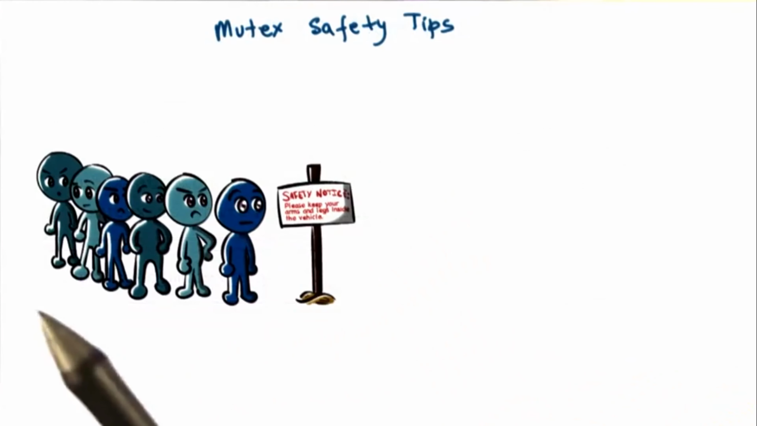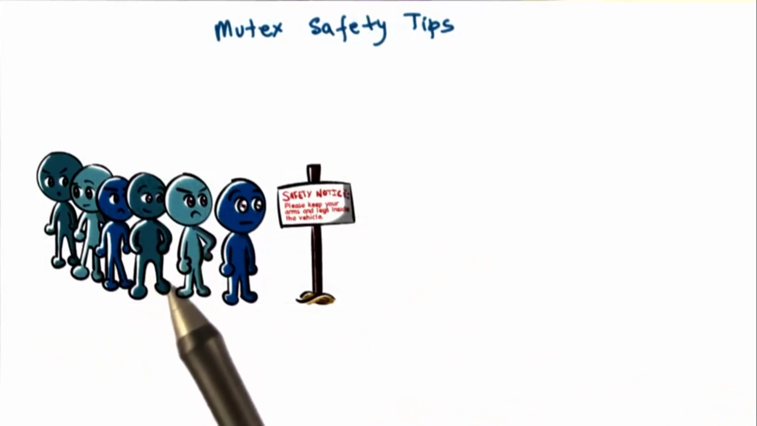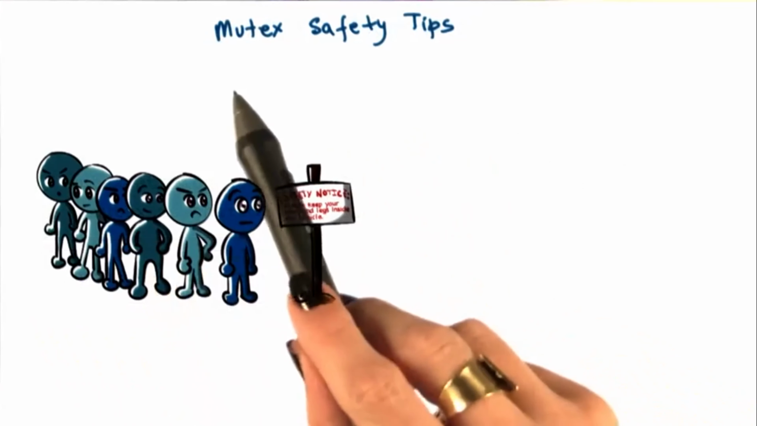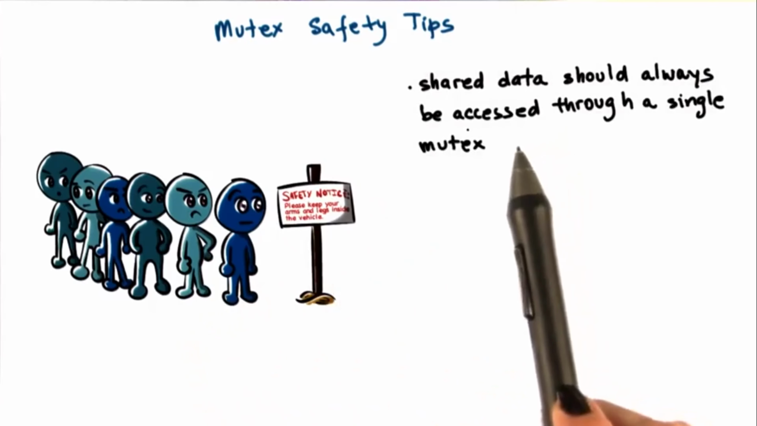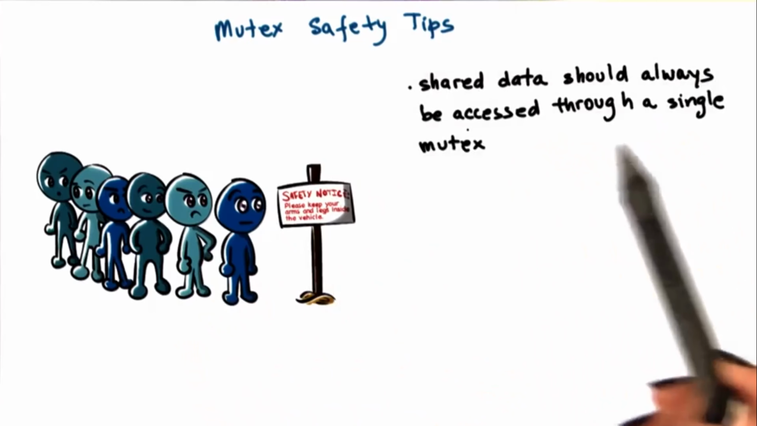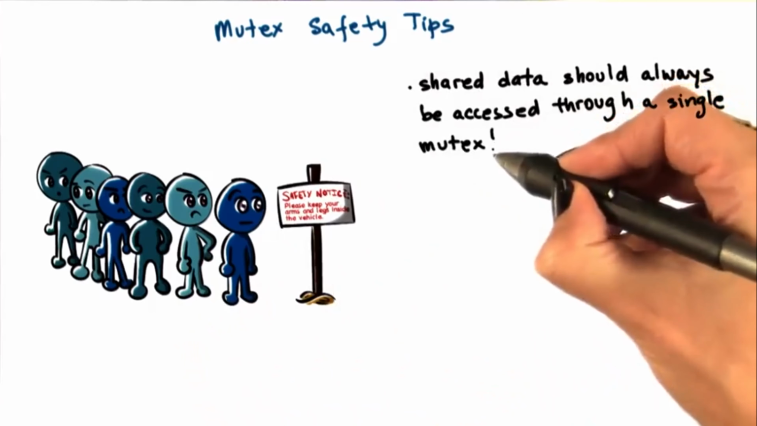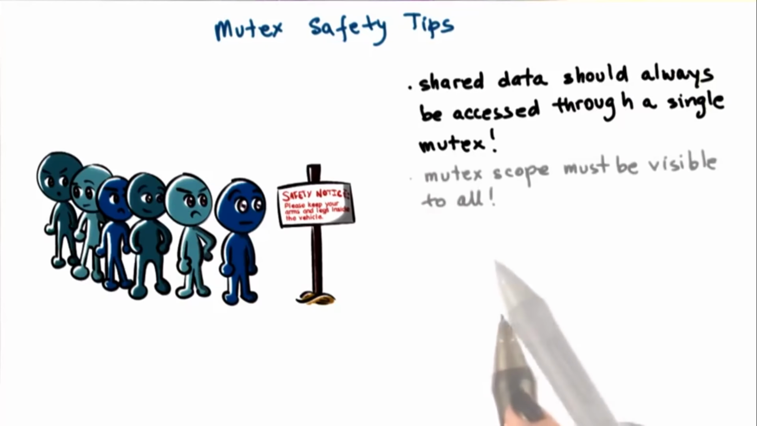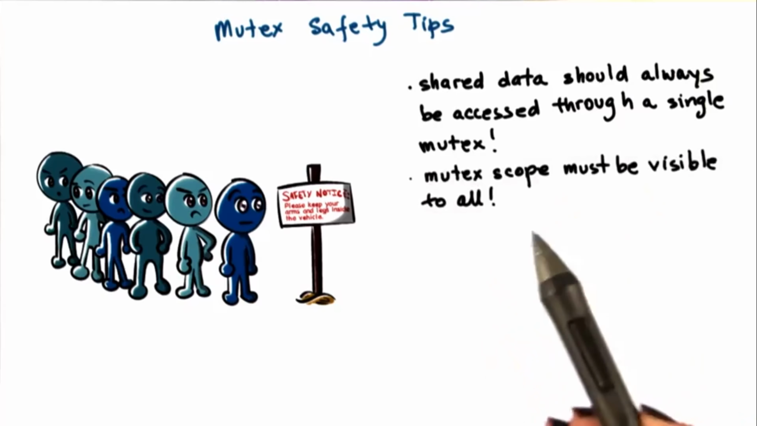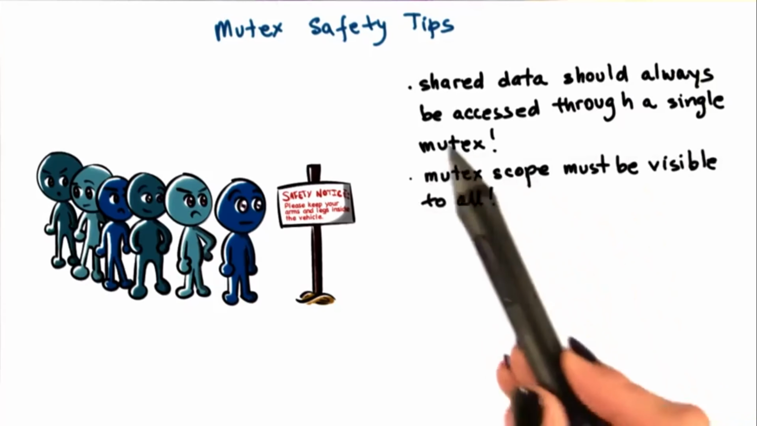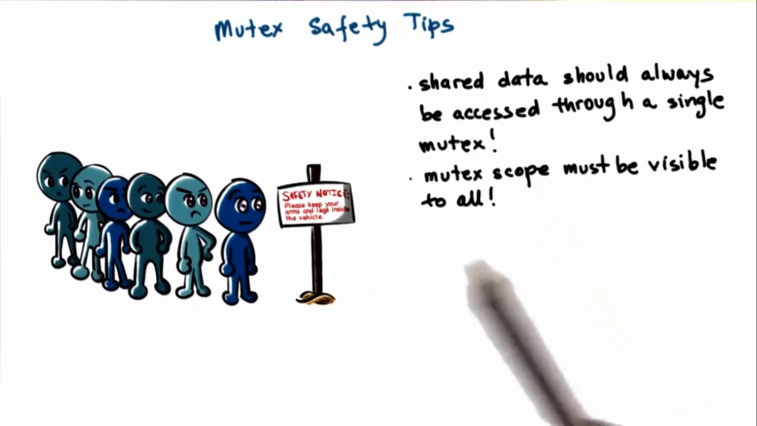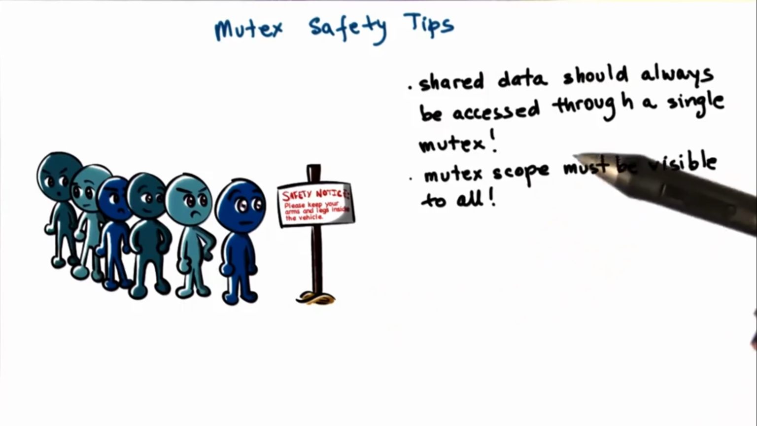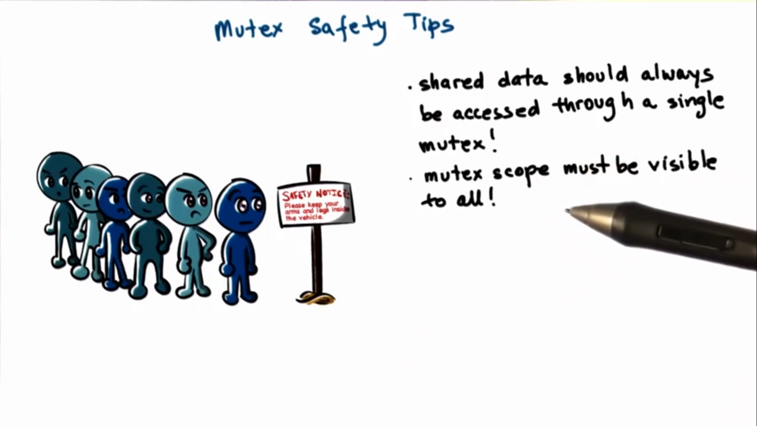In the previous lesson, we mentioned a number of common pitfalls when it comes to writing multi-threaded programs. A few that are worth mentioning in the context of pthread mutexes include the following. Shared data should always be accessed through a single mutex. This is such a frequent error that it's worth reiterating. Next, the mutex scope must be visible to all threads. Remember, a mutex cannot be defined as a private variable to a single thread, including main. You must declare all of your mutexes as global variables.